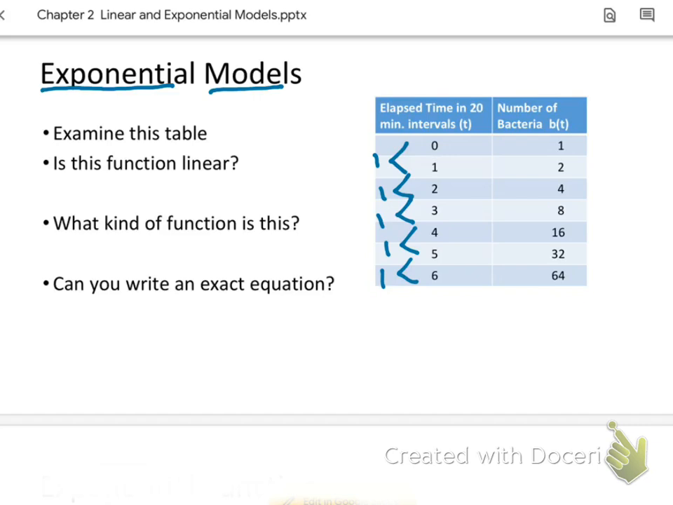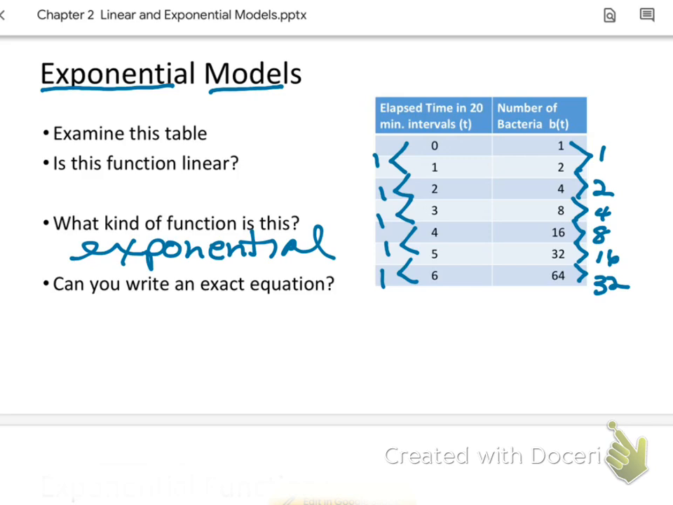So as time goes on, so time is the independent variable. Look what's happening to the number of bacteria. So this goes up. So this is increasing by 1, but now it increases by 2, now by 4, now by 8, now by 16, and now by 32. Okay, this is your classic exponential growth. So the kind of function this is an exponential function.